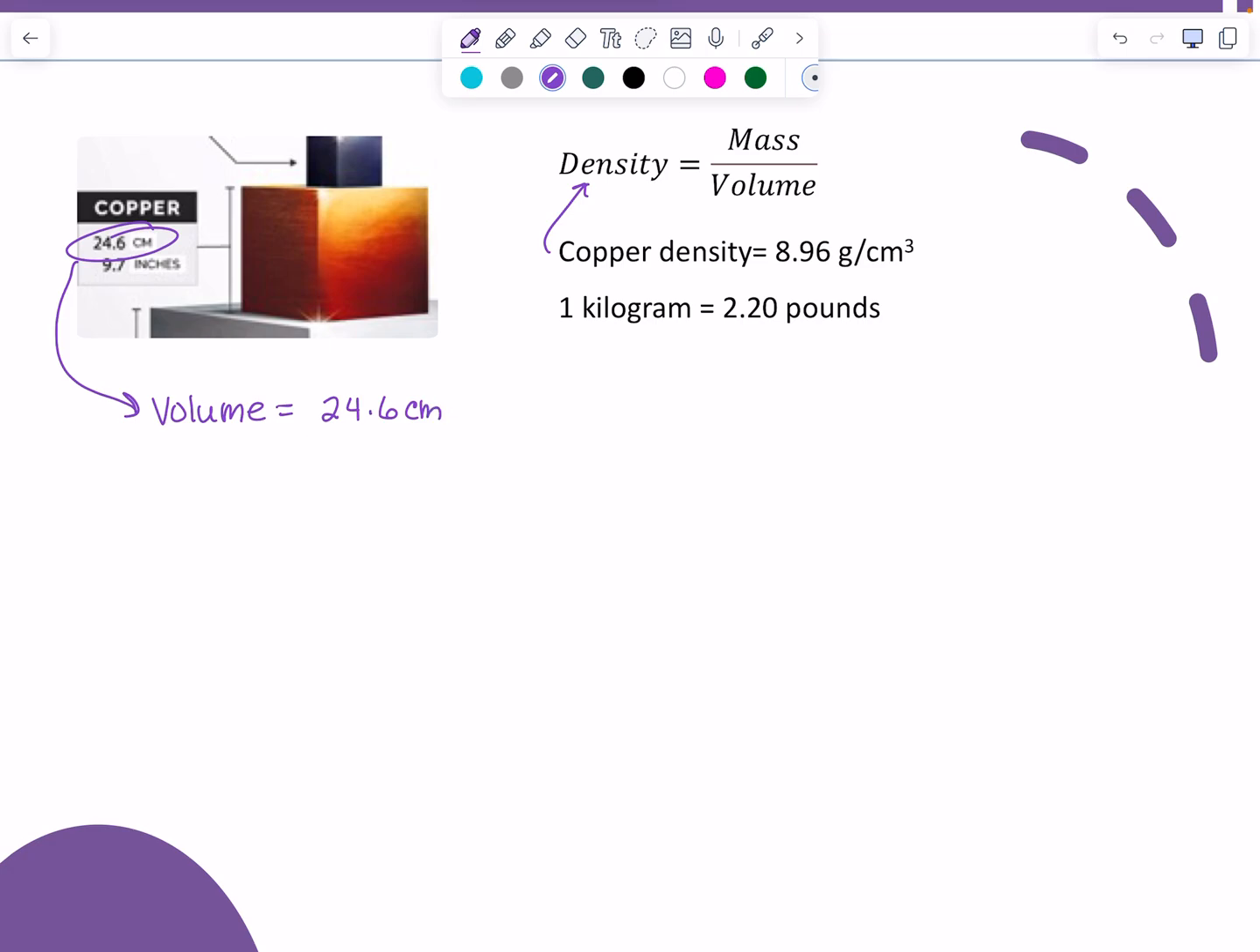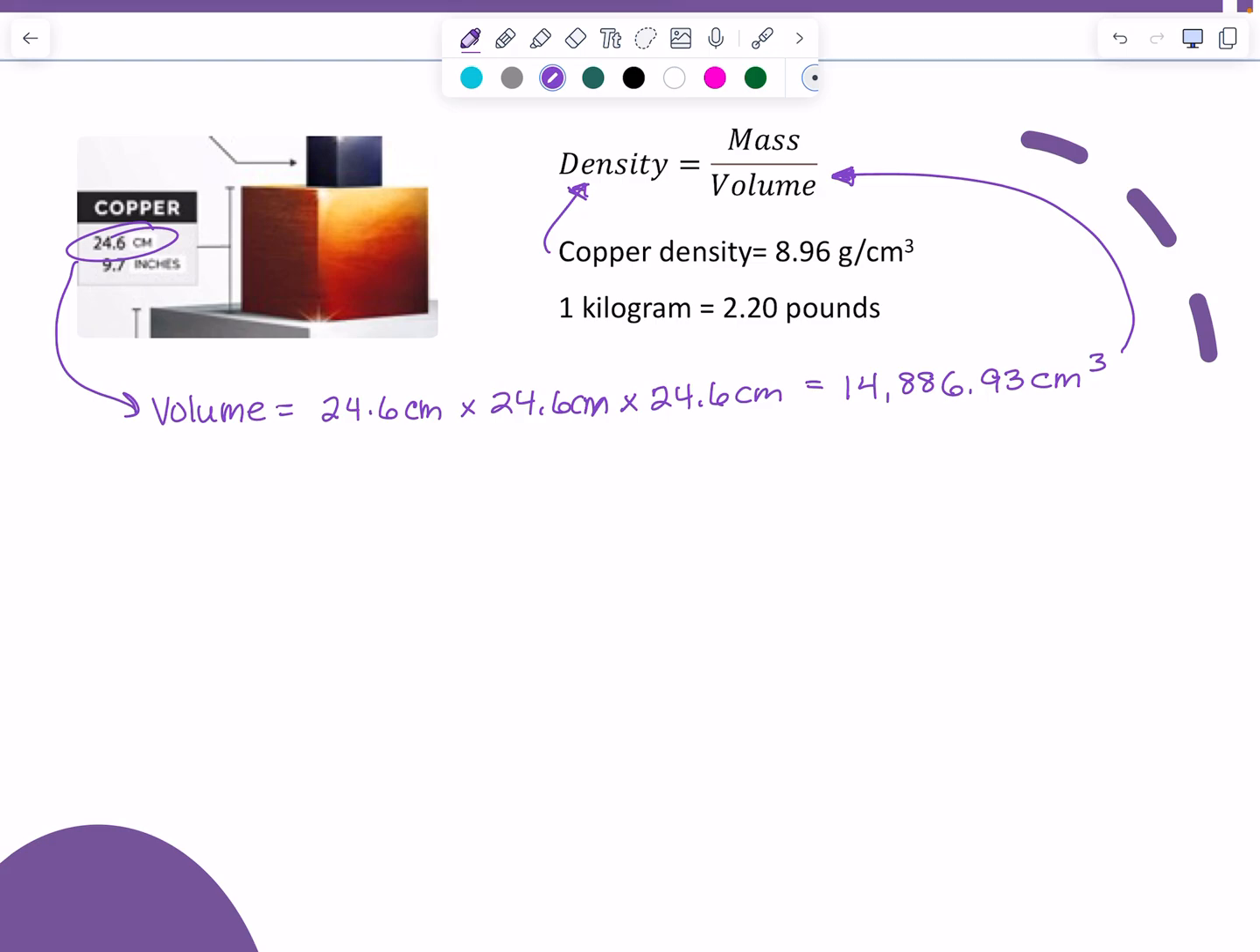And we have a cube, so it's 24.6 times 24.6 times 24.6, right? And that comes out to be a nice large number, 14,886.93 centimeters cubed. All right. So next we have to apply this to figuring out what the mass is, correct?